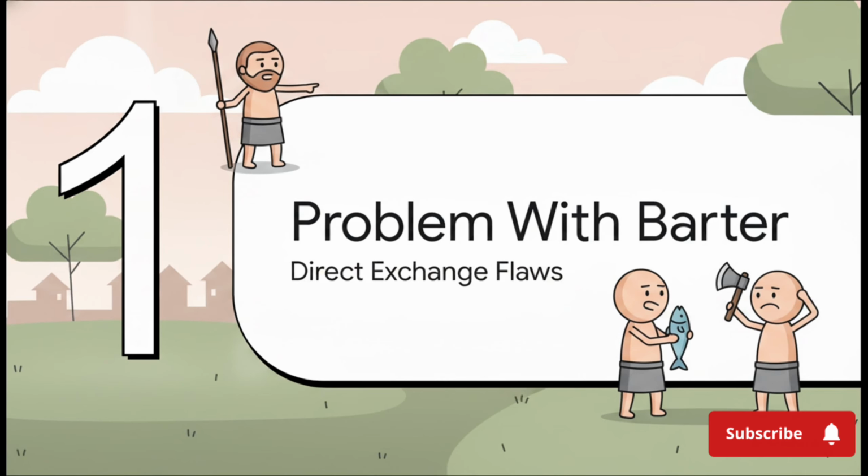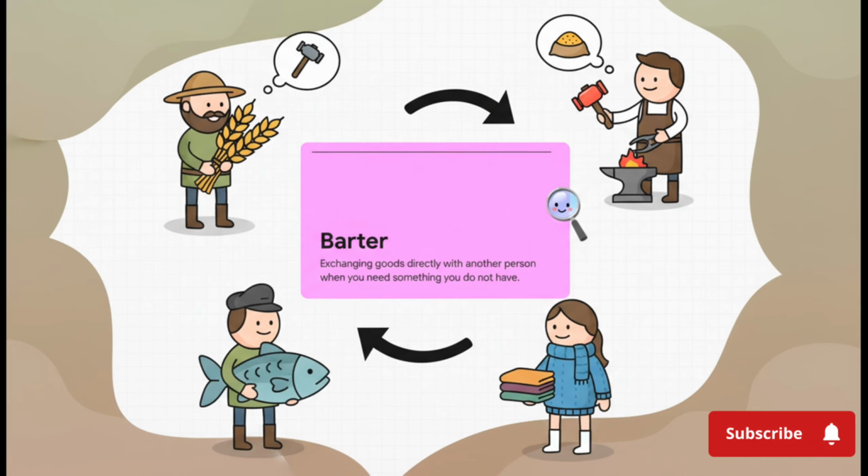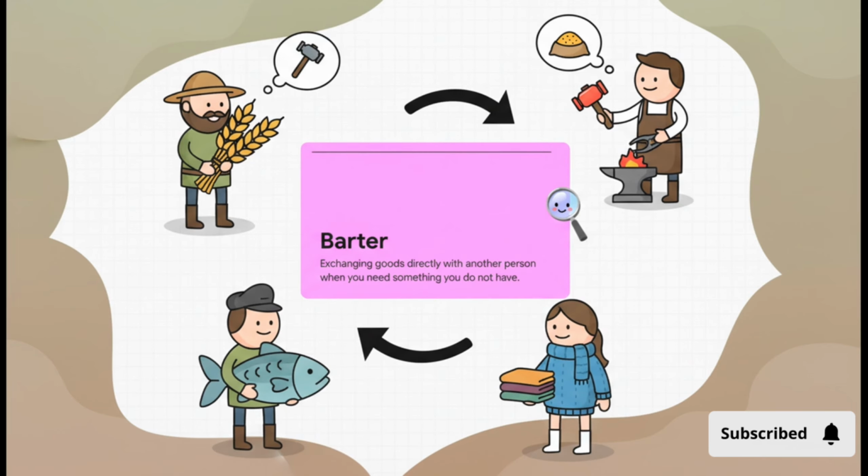Direct exchange flaws. So, thousands of years ago, early people survived purely by hunting, farming, and making their own tools. But naturally, you couldn't make or hunt absolutely everything yourself, right? If you needed something you didn't have, you had to exchange goods directly with another person. We call this system barter. For instance, a farmer might trade their surplus grain to a blacksmith for tools, or a fisherman might exchange a fresh catch for some warm clothing.